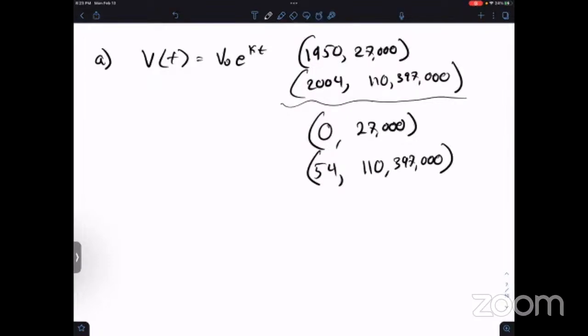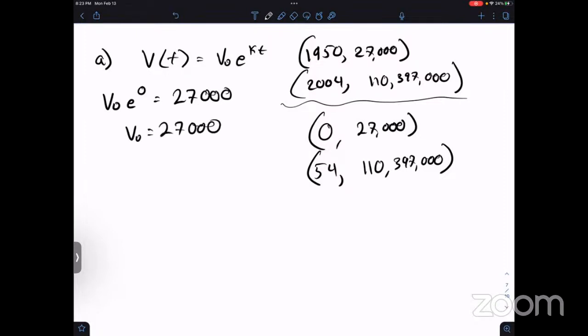So what we want to do is find a model. We want to model this data to the exponential growth. We have 2 points, so we're just going to find the equation of the exponential function that passes through these 2 points. When t is 0, the y is 27,000. That means we're going to have V naught times e to the power of 0, and the output is 27,000. So that basically means we're starting with 27,000.